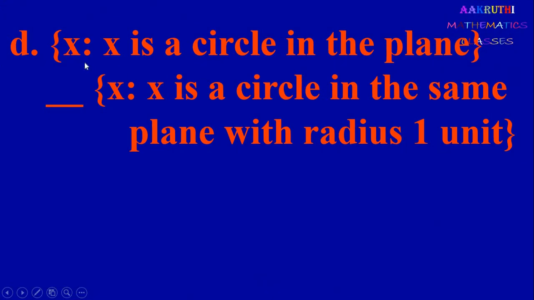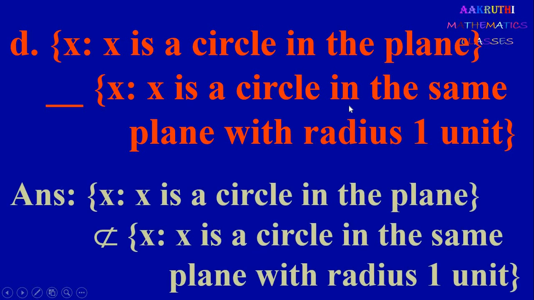So next one, set of all x such that x is a circle in the plane, and you have to check whether it is a subset of the set of all x such that x is a circle in the same plane with radius 1 unit. Now here there are many circles. You can draw many circles with any radius, but in the second set you have to draw circles with radius 1 only. So therefore it is not possible to say this is a subset of this set. So it is not a subset.